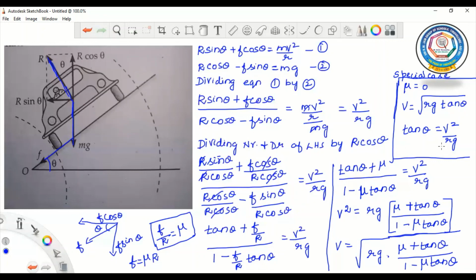So far we discussed circular motion of a car on a level road and circular motion of a car on a banked road.